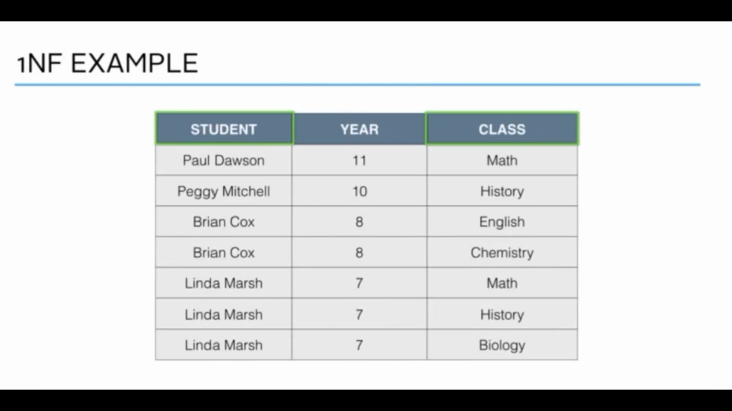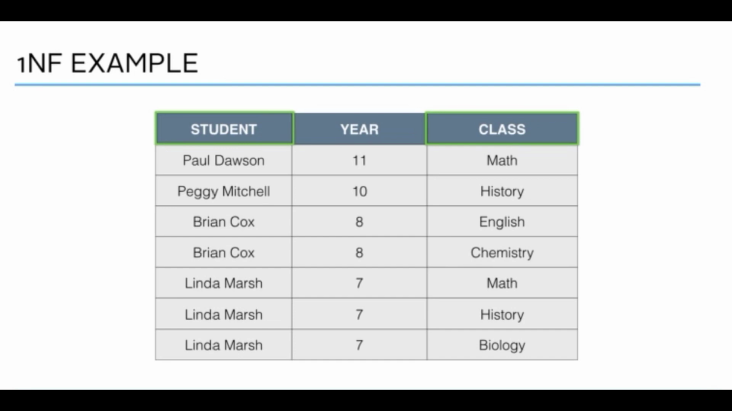Well, straight away we can remove the duplicate Paul Dawson entry from our table. And secondly, we can split the class entries for Brian Cox and Linda Marsh into more than one row. So you can see, instead of having English and Chemistry for Brian Cox in one column, we have a row for Brian Cox English and a row for Brian Cox Chemistry, and then we have 3 rows for Linda Marsh and 3 classes. And we also have a primary key, which is the student column plus the class column. So this is our unique identifier for this table, student column plus class column. And now you can see that this table does follow first normal form.